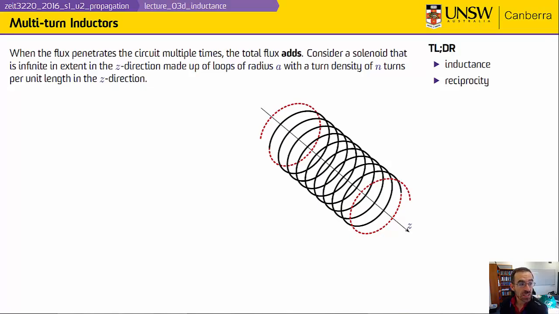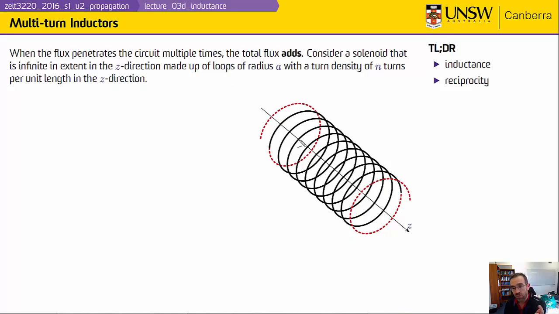Okay, the next example we're going to take a look at is a multi-turn inductor. And in a multi-turn inductor, something interesting happens. What we're going to find out is that each of the turns in my inductor increases the amount of magnetic field. So the total magnetic field flowing in this device is proportional to the number of turns that I have in this device.